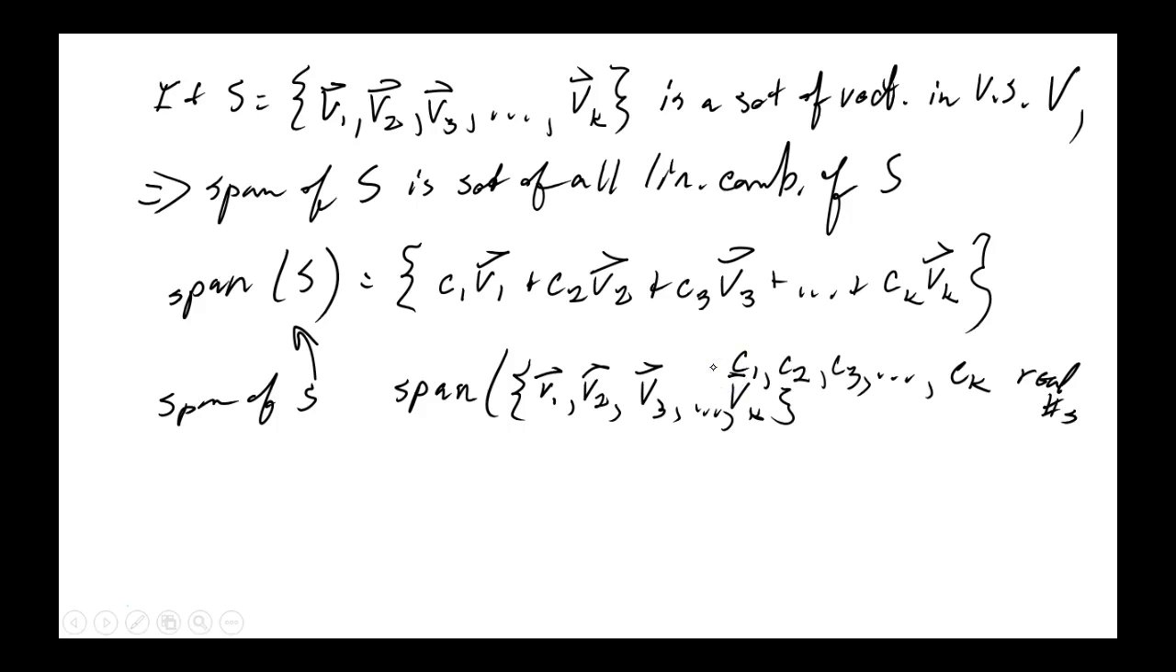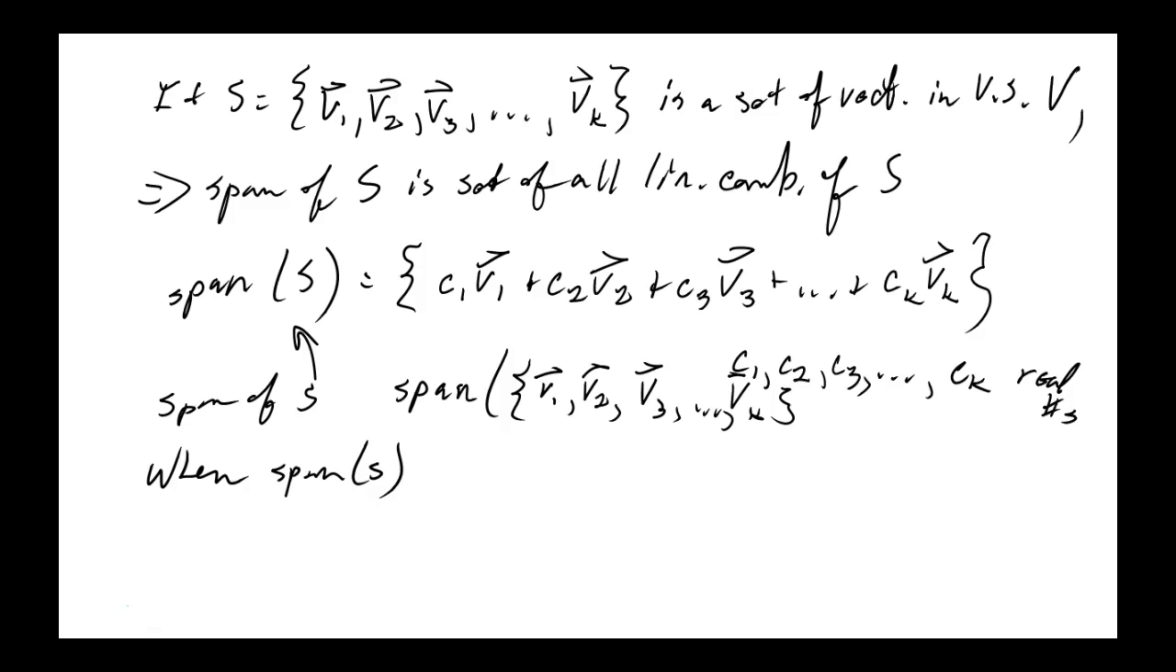Now, when the span of S, that space that set spans, happens to be V, this is capital S here, then we say that V is spanned by that set of vectors, or that S spans V, and so on, circular, circular.